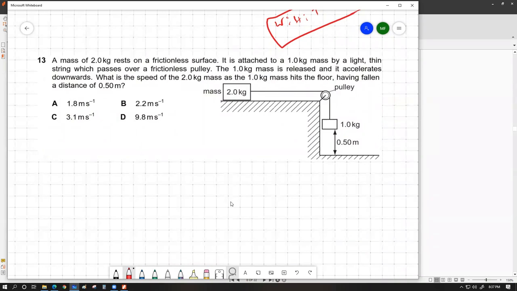A mass of 2.0 kg rests on a frictionless surface. Important information, let's mark this out. It is attached to a 1 kg mass by a light, thin string which passes over a frictionless pulley. The 1 kg mass is released and it accelerates downwards. What is the speed of the 2 kg mass as the 1 kg mass hits the floor, having fallen a distance of 0.50 meter?